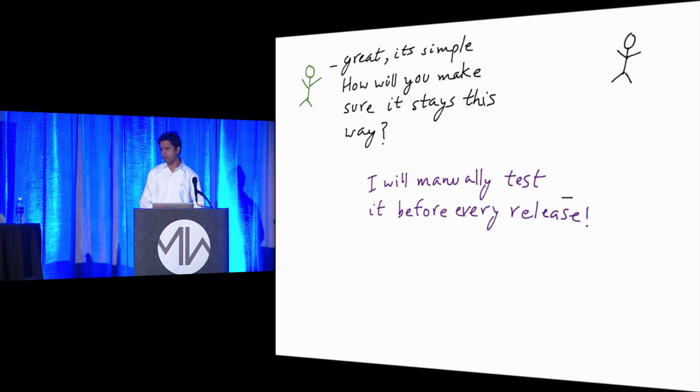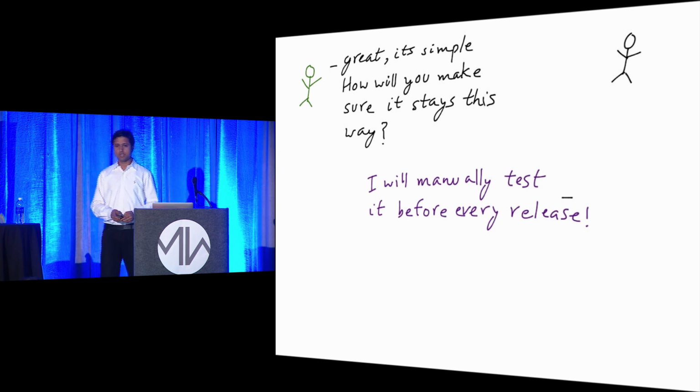And I was like, no problem. I'll just manually test it before every release. What's the big deal, right? Well, that process is really slow. So how do you do this? Anybody?